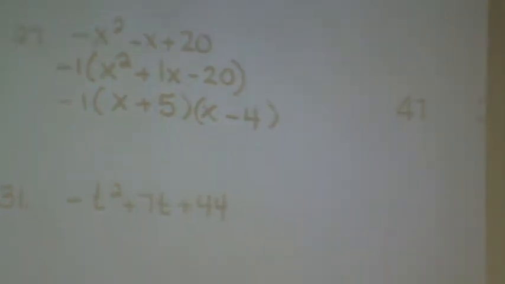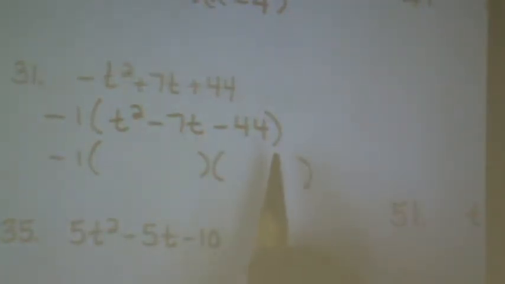Same with 31. Take out the negative 1 first. You're left with t squared minus 7t minus 44. So now we need to think for a second. What times what is 44? 11 and 4. And this would have to be a negative 11 and a positive 4 to give you negative 7.